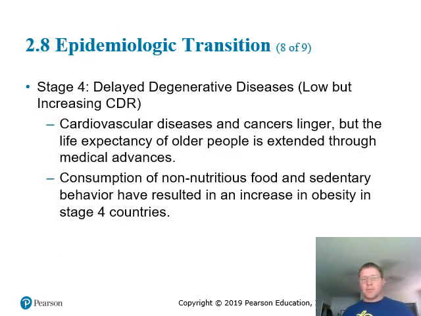Stage 4, basically we've figured these out. We've still got degenerative diseases. You might have an increasing death rate because people are getting older. And so basically we've got techniques to make it so cardiovascular diseases and cancers can be cured or helped out because of those medical advances. But you might also get a lifestyle where people aren't moving around. I'm standing today because I got tired of sitting. And so you've got an increase in obesity that then will lead to more of those cardiovascular diseases.